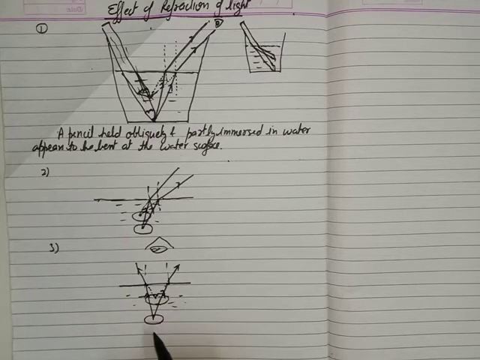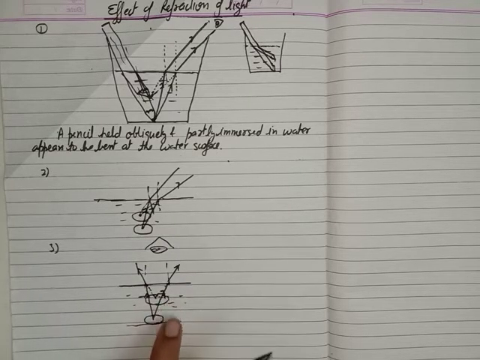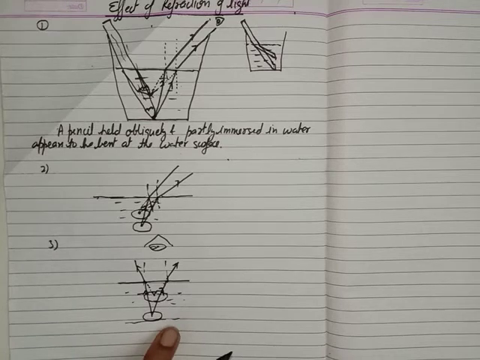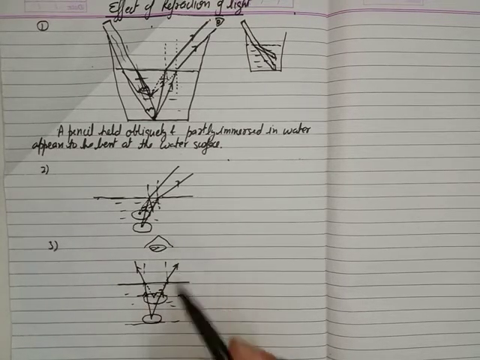You are looking in the pool and you feel that the depth of the pool is this much, but it is not this much, rather it is more than that. A pool of water appears to be deeper than it actually is. Okay, these are some effects of refraction of light, and you can write the explanation of these points.